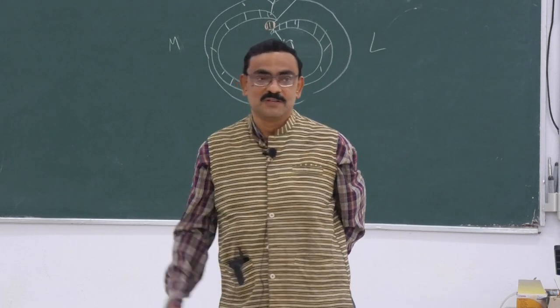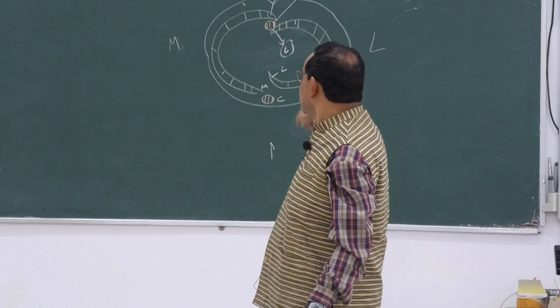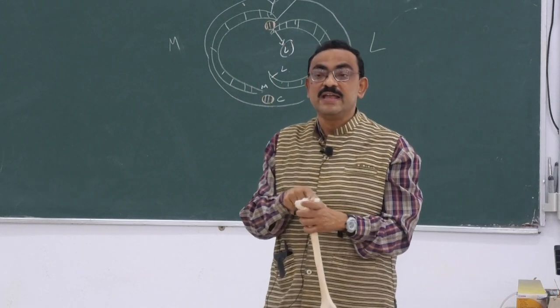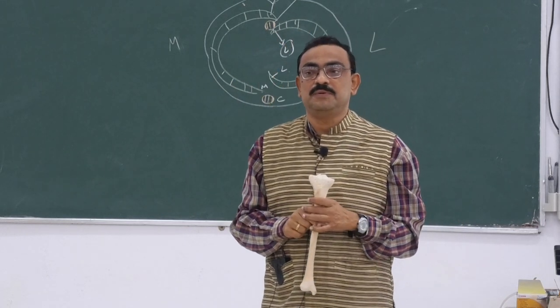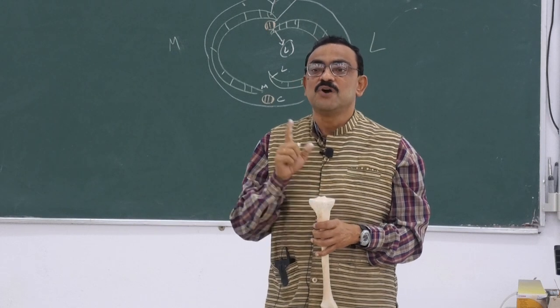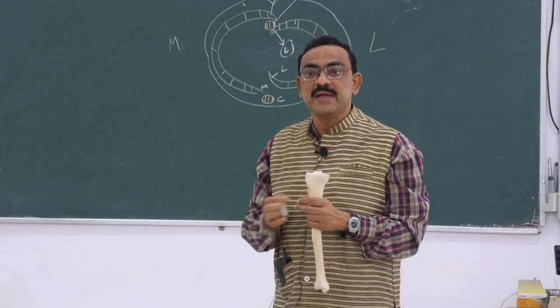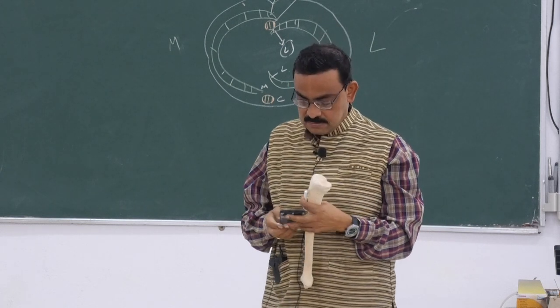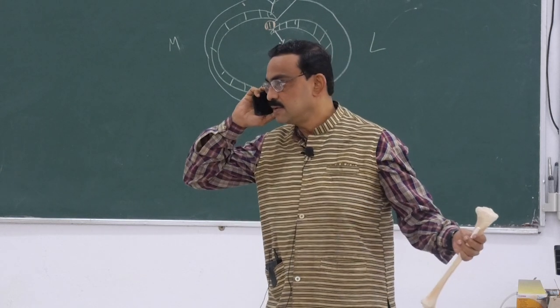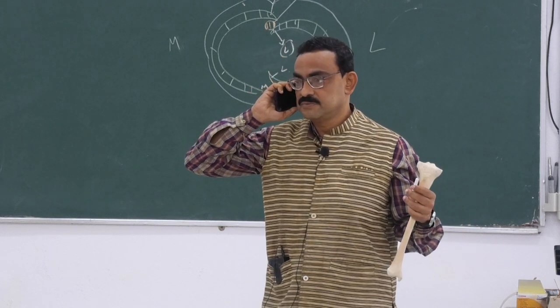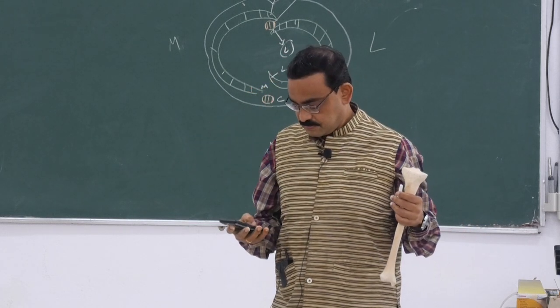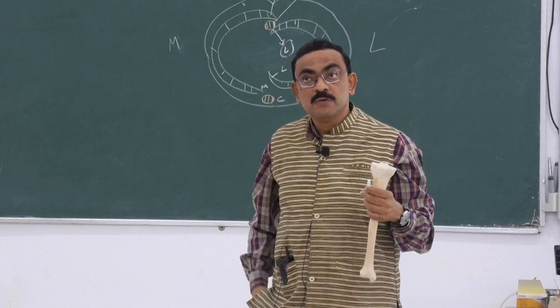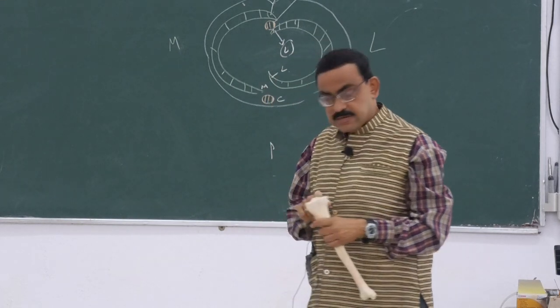So this is the area, this is called intercondylar area, which is occupied by these ligaments and menisci. Clear?